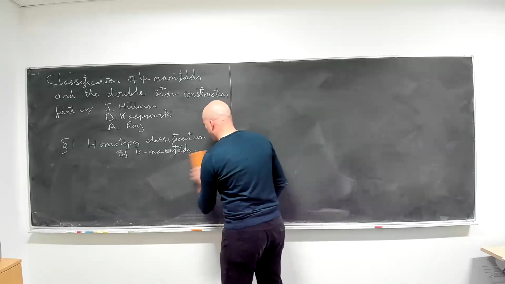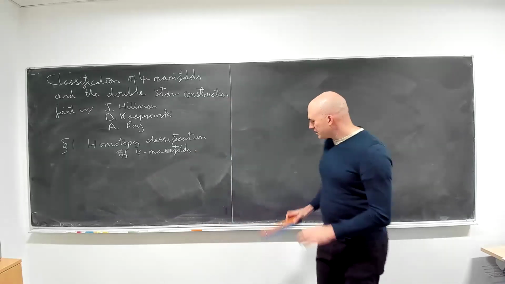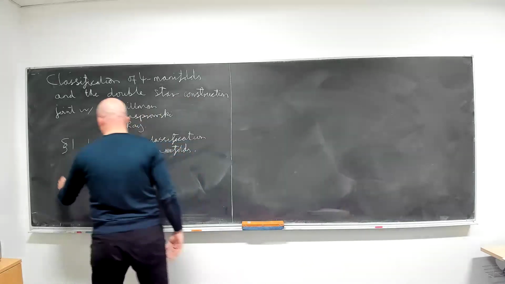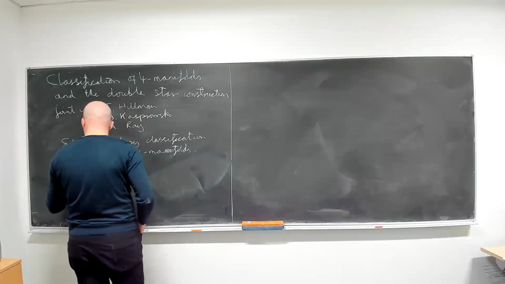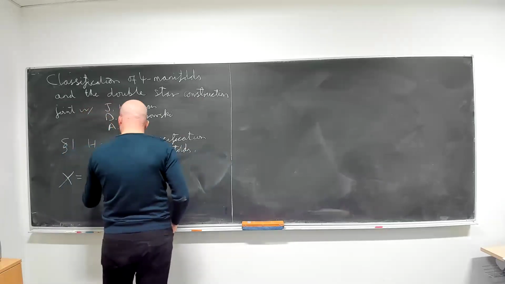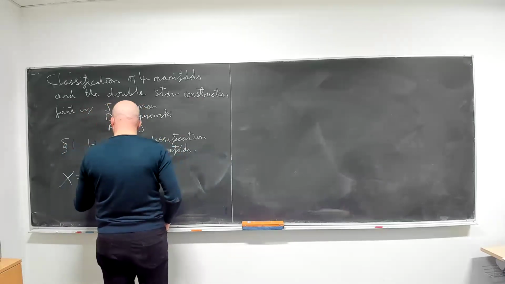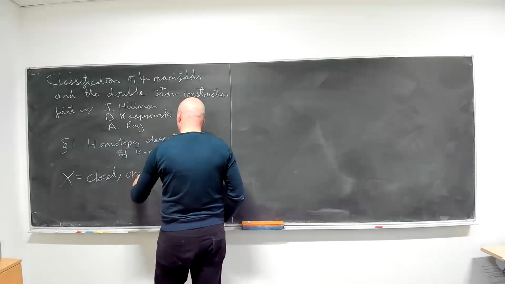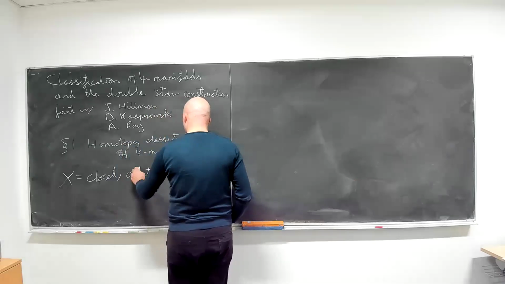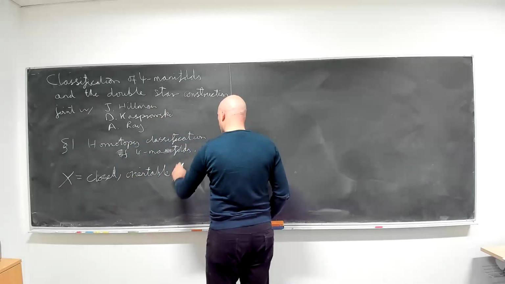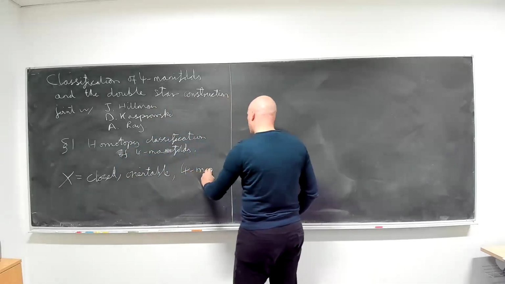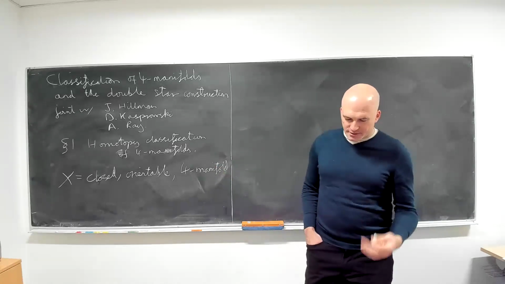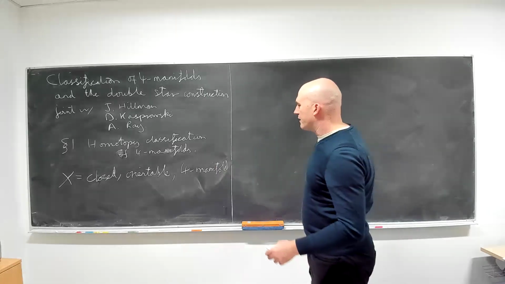So that's just an overview of what's going to happen. So let me get started. In general, X is going to be a closed orientable manifold. Because I didn't write smooth, that's because it doesn't have to be smooth necessarily.